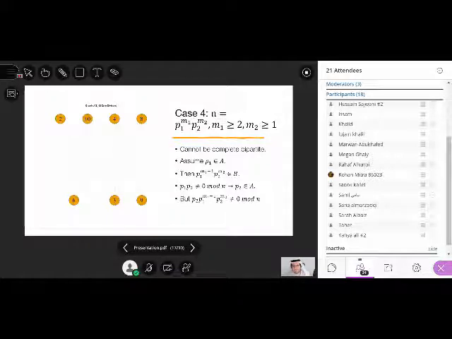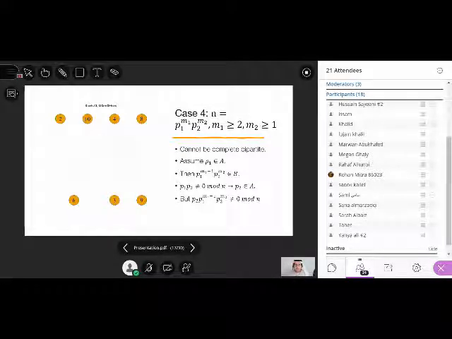Then P1 to the power of m1 minus 1 times P2 to the power of m2 has to be in the other set. Because if you take P1 times this number, then you get n. Therefore, they cannot both be in the same subset. So the other number has to be in the other subset.